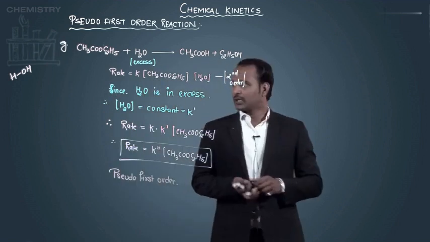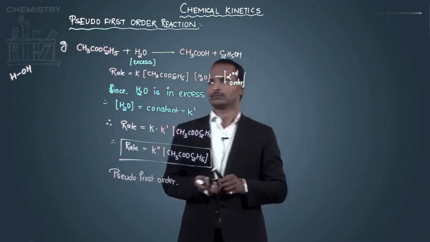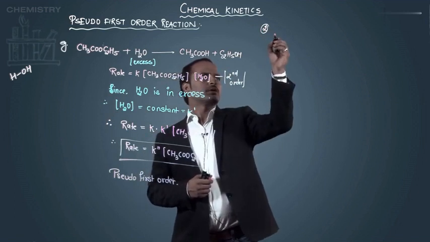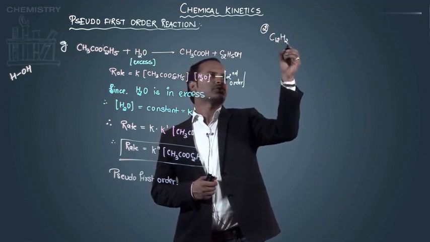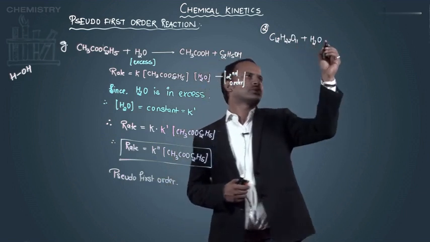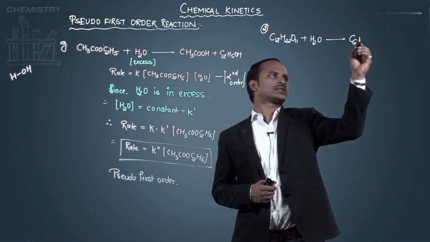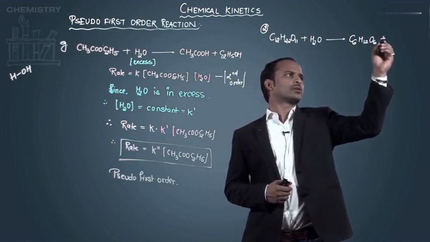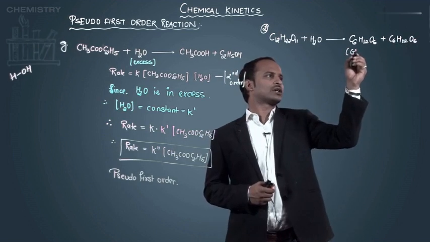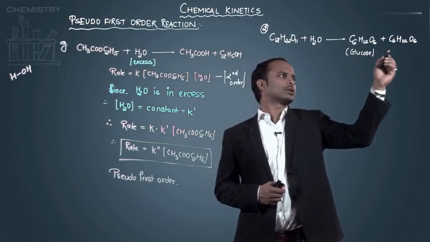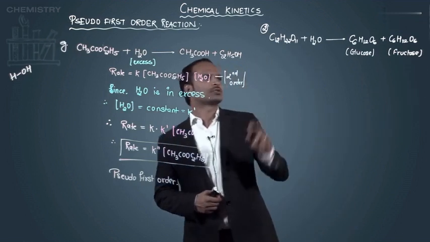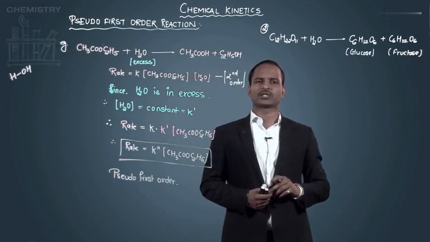Let's see some more examples. Another example for this, example number 2. Sugar is taken, C12H22O11. When water is added into this, sugar gets converted into a mixture of C6H12O6 plus C6H12O6. Out of this, one is called glucose, the other is called fructose. So when sugar is added into water, we are getting a mixture of glucose and fructose.